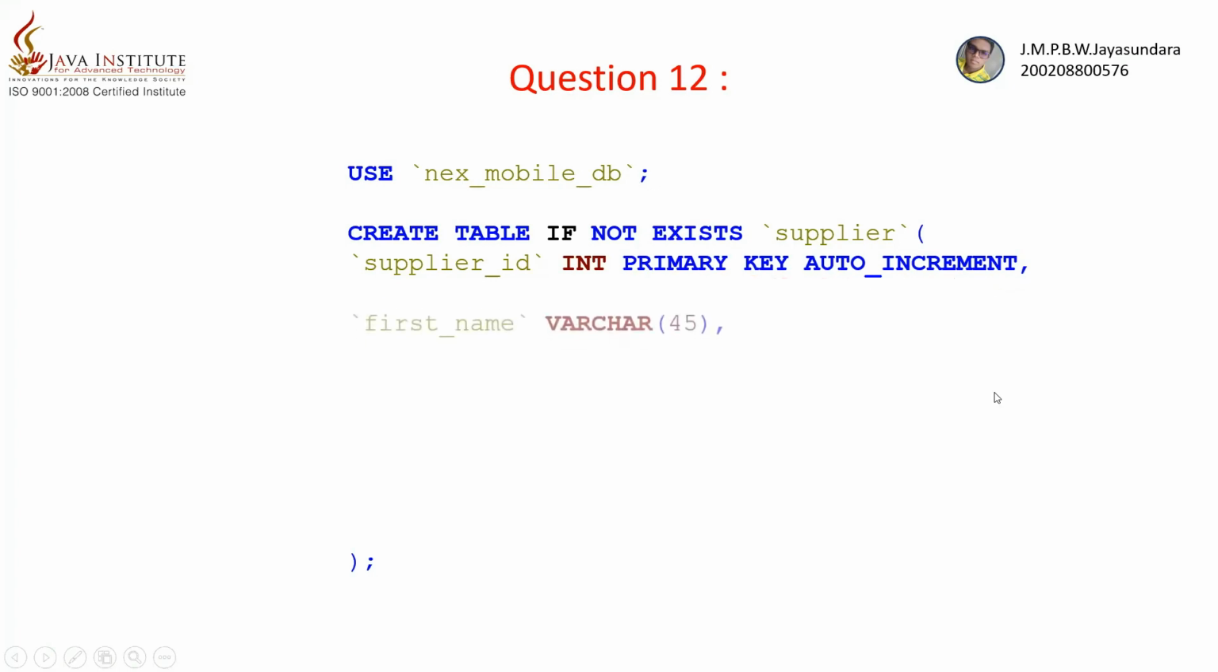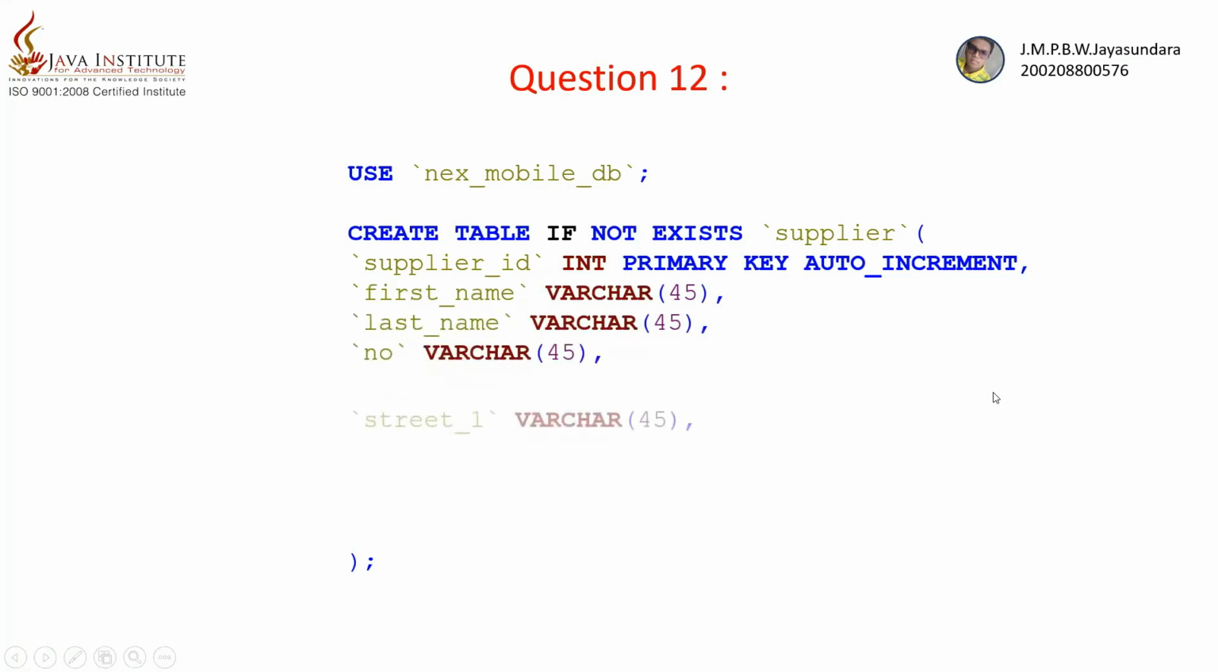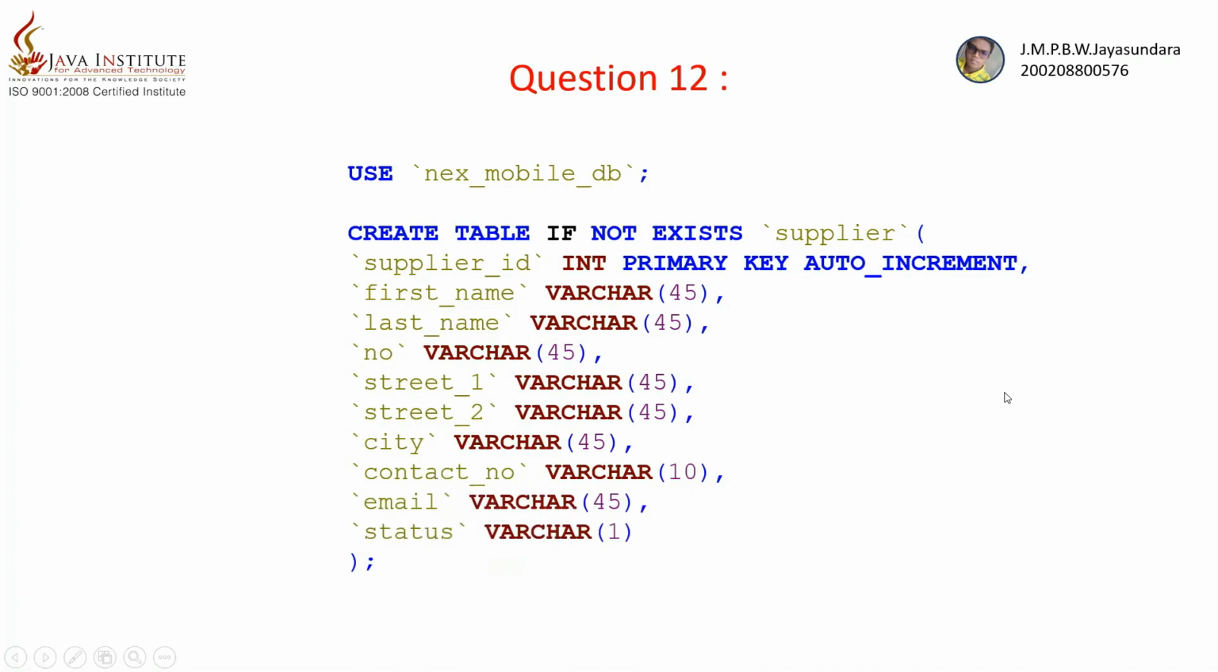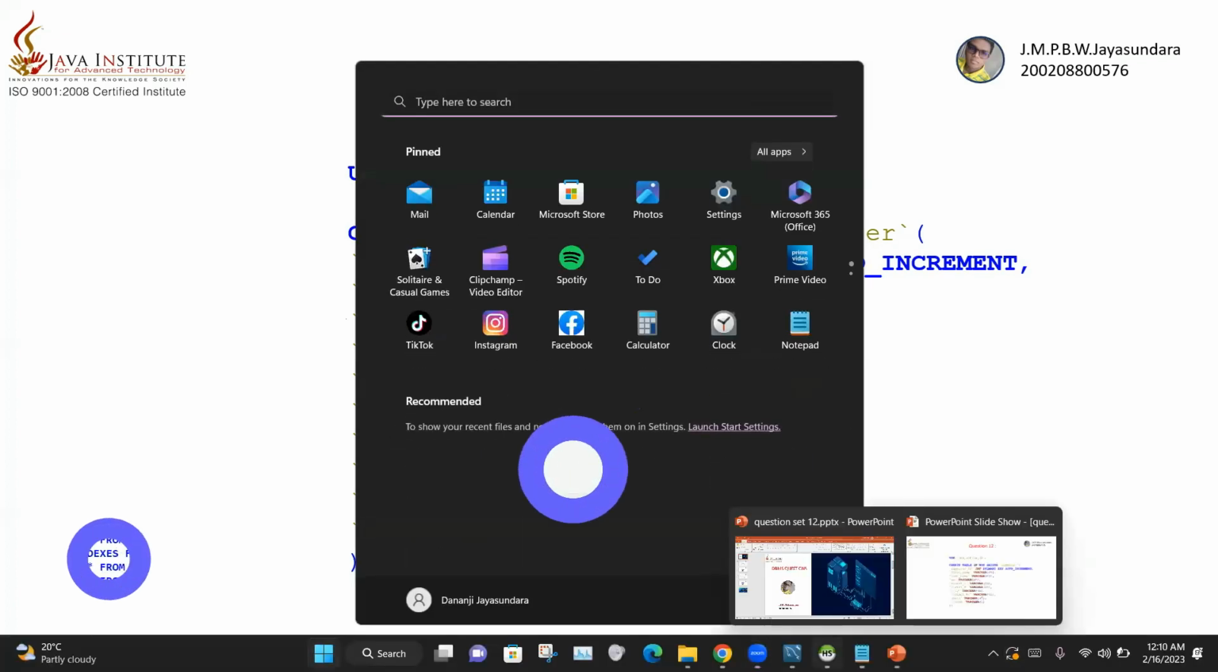After that, here we have our second column as first name and then last name, number, street 1, street 2, city, contact number, email and status as the column names. Then in here we have our data types, and then in here we have our data lengths. So let's go and create this table.